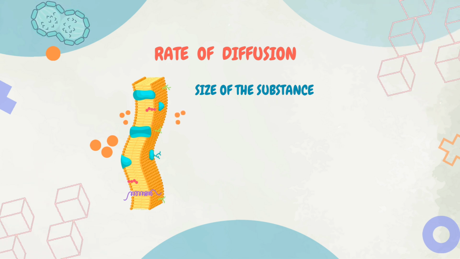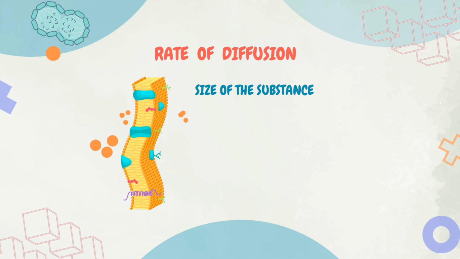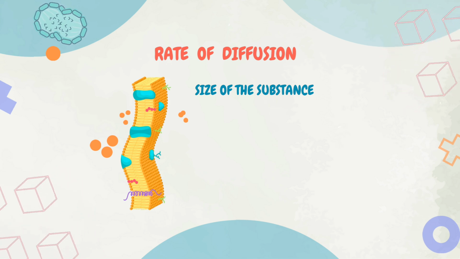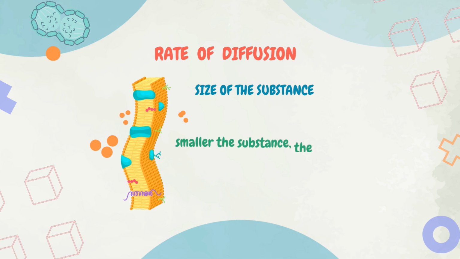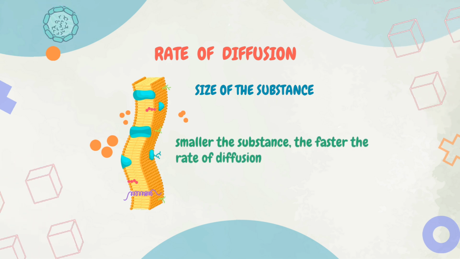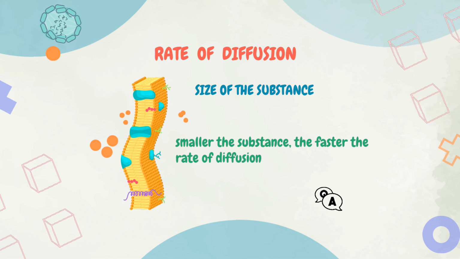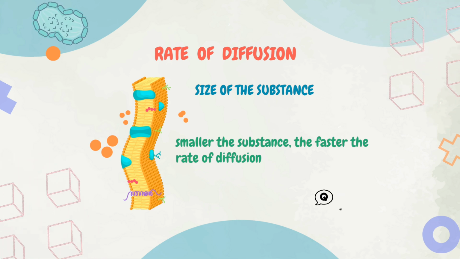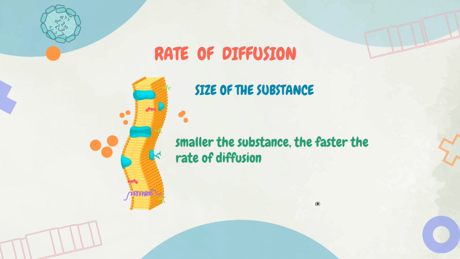For instance, oxygen and lipids enter the cell by diffusion. As the oxygen molecules are smaller than those of lipids, oxygen diffuses faster than lipids. Therefore, the smaller the substance, the faster the rate of diffusion of the substance across the cell membrane. Challenge number 2. If oxygen is smaller and diffuses faster than lipids, why do our cells still need lipids at all? Drop your thoughts below.